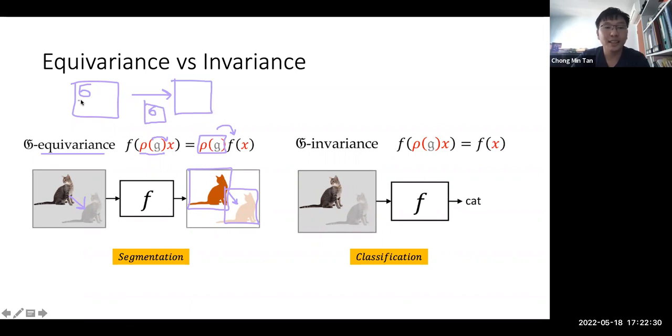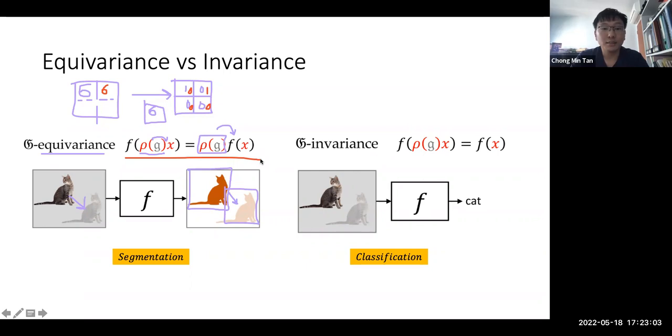Supposing this is a 2D, 2x2 input grid. Assuming that I'm just looking for 6, my output should be 1, 0, 0, 0, where 1 means there's a presence of a 6 here. So if I shift my 6 here, then this map will be 0, 1, 0, 0. So I can just apply the same shift that I did in my input to my output, and I get back this equivalence here. This is what equivariance means.